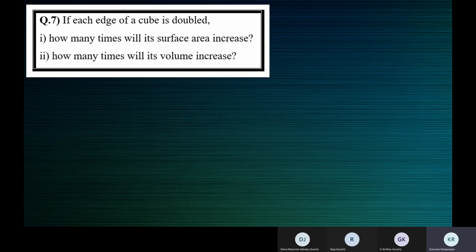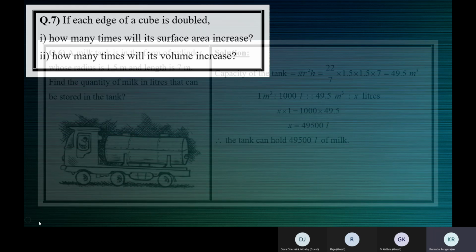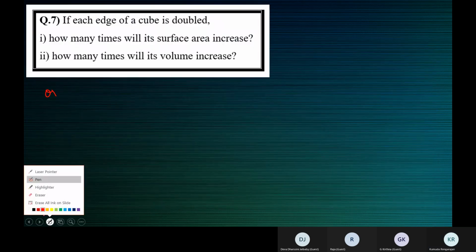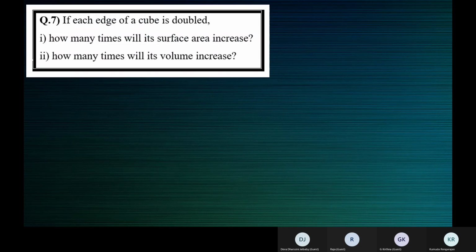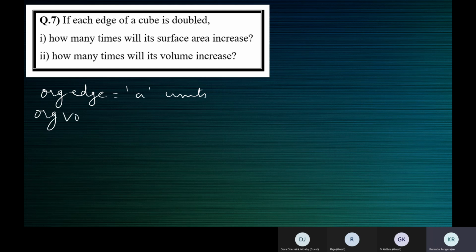All right. So this question: if each edge of a cube is doubled, okay, so edge normally we say A. So if it is 2A, how many times will its surface area increase? How many times will its volume increase? Okay, so let the original edge of the cube be A units. So what's the original volume? The original volume is A cubed cubic units.